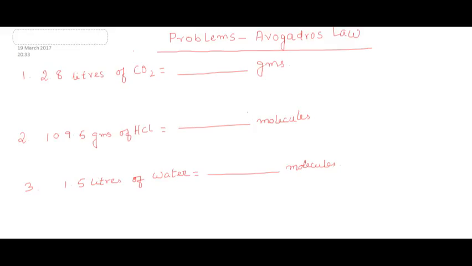Hello, today we will be solving some problems based on Avogadro's law and mole concept. So there are three problems that I have listed down over here, as you can see. Number one problem is 2.8 liters of carbon dioxide is equal to how many grams. So basically here we have to convert the volume to its weight.